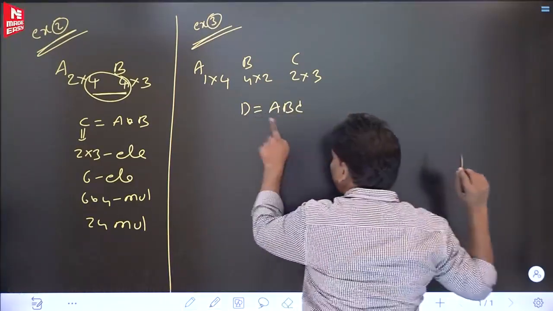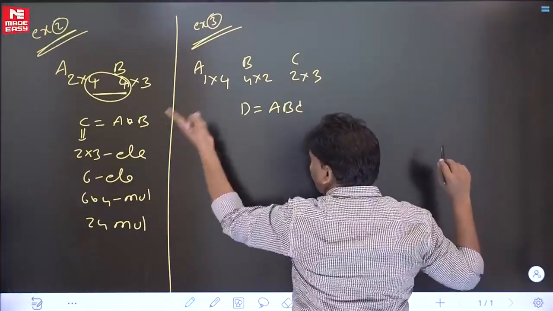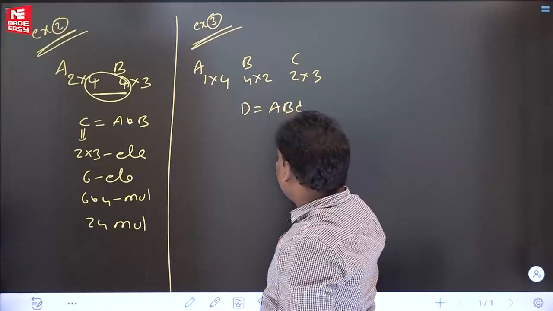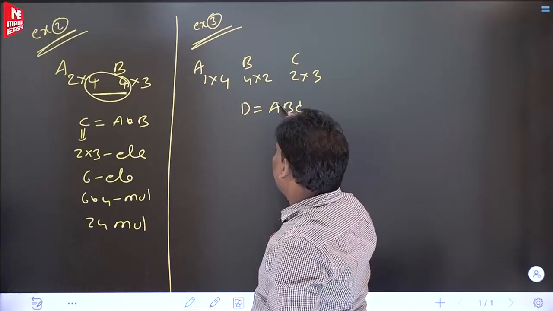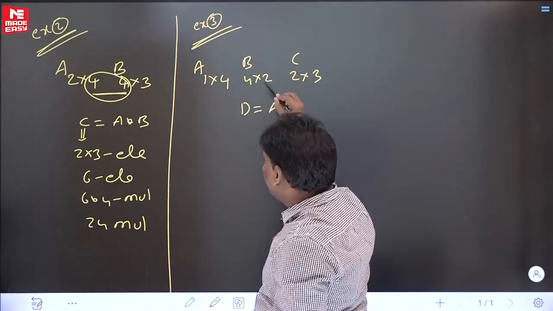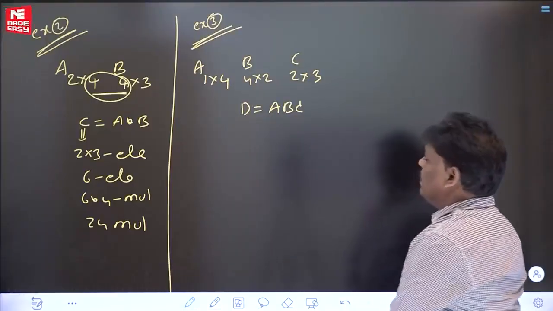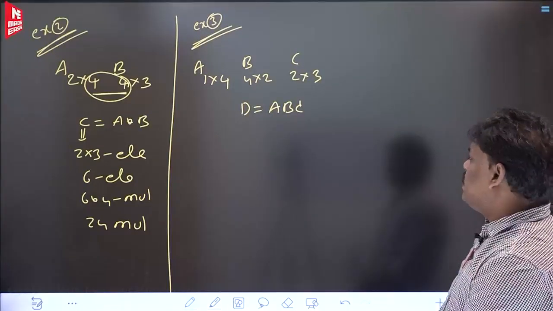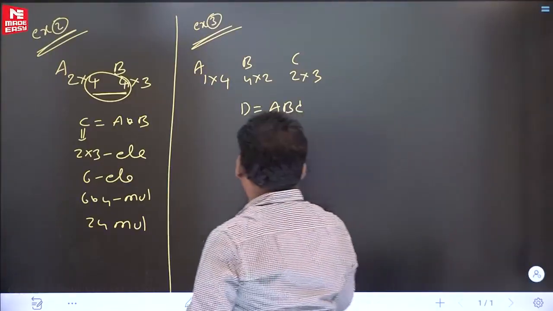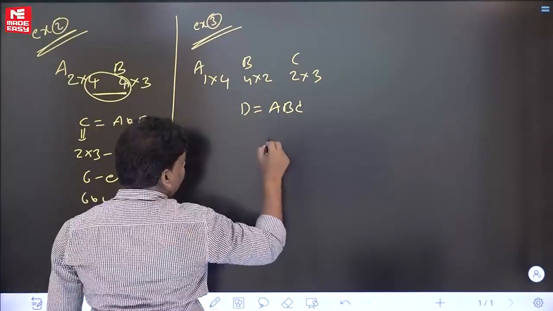In the previous two problems, I took two matrices. Now in this problem, more than 2, I took 3 matrices. If you multiply these 3 matrices, you will get D. So to get D, how many total multiplications do we have to calculate? We will see now. Let me calculate. D is equal to ABC.